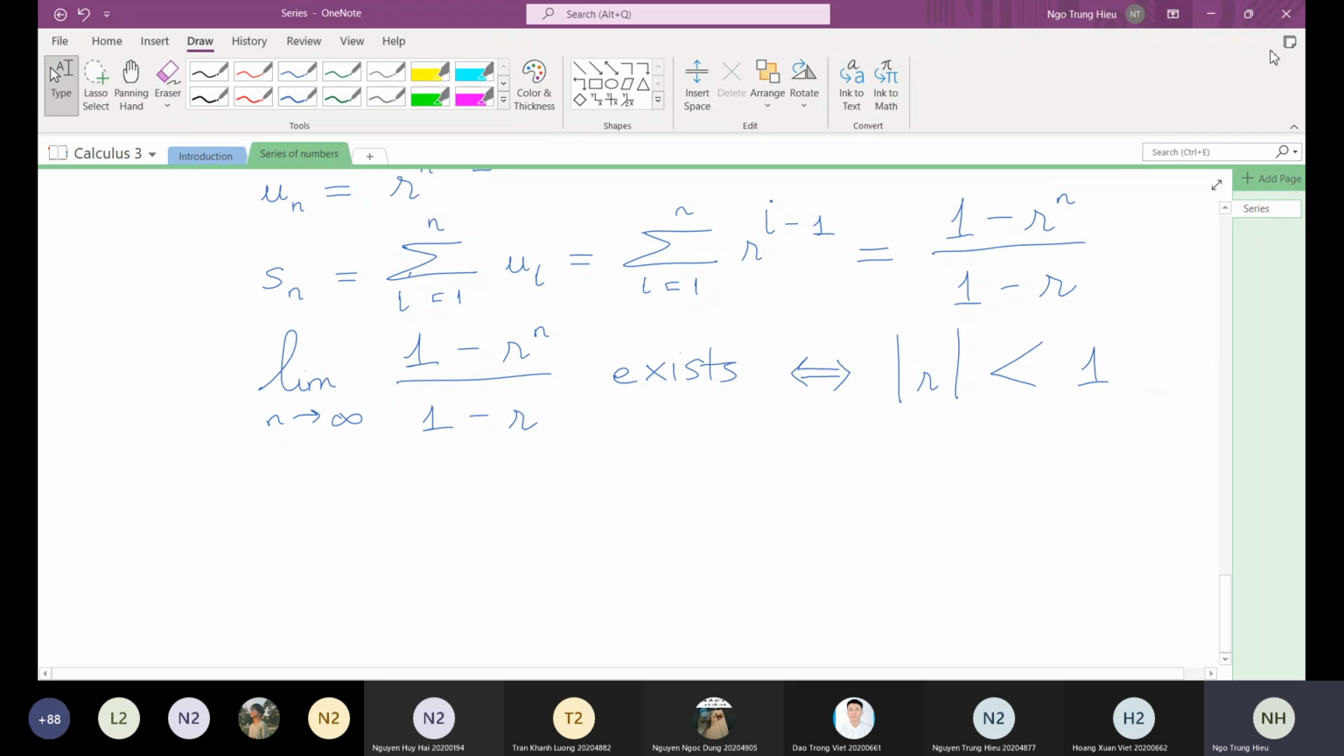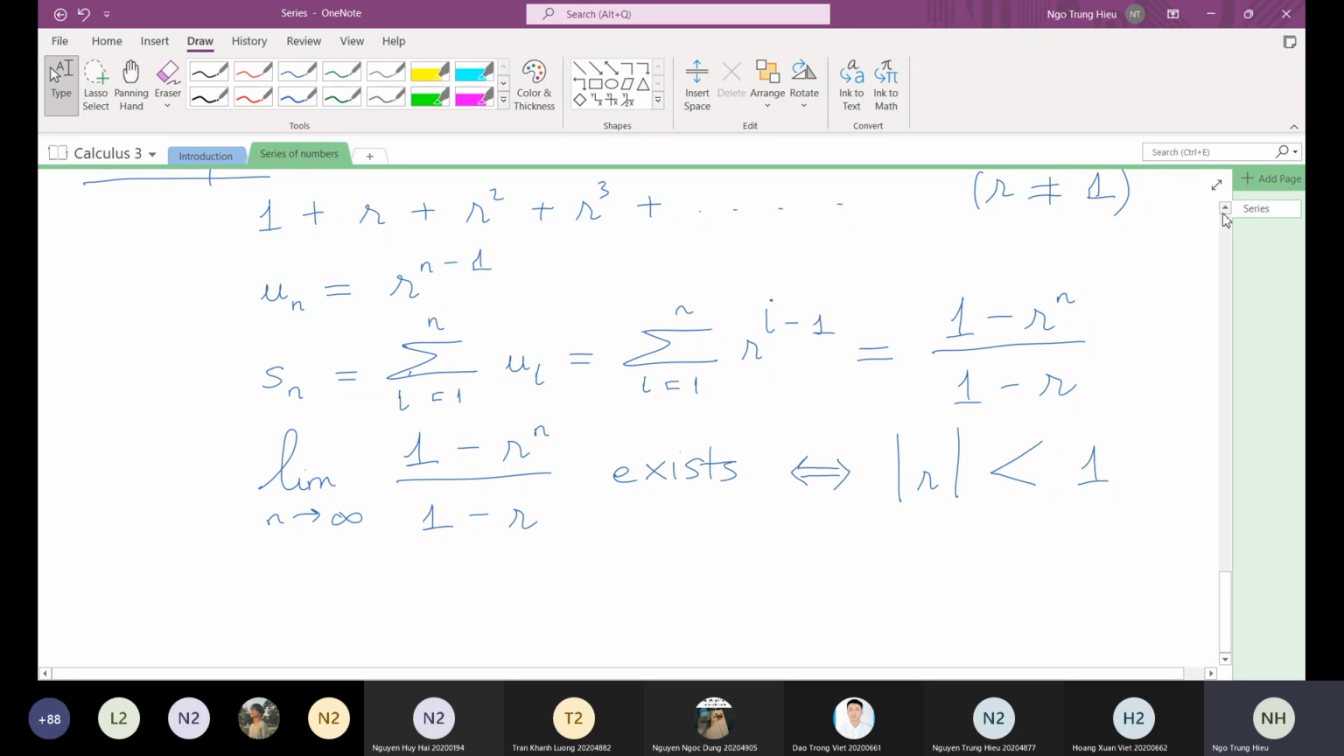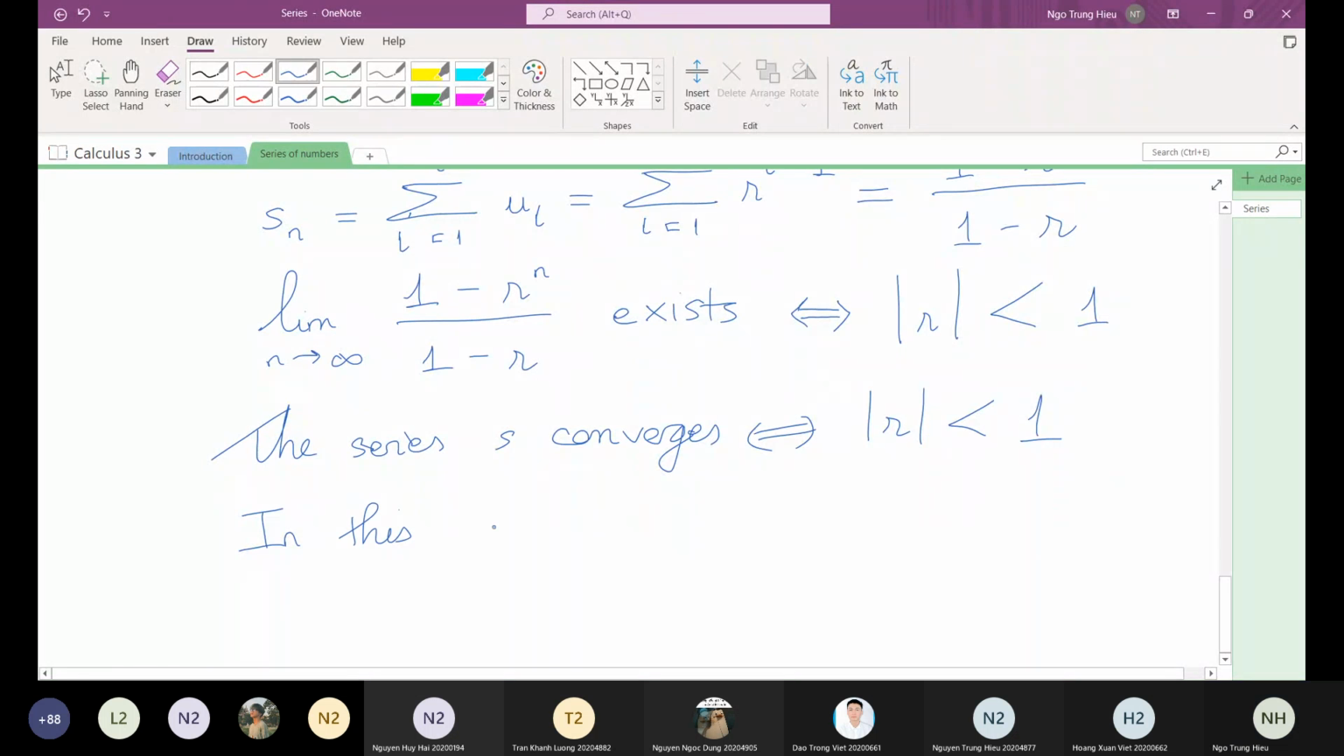So the series that we saw before, 1 plus r plus r squared and so on, let's call this series S. The series S converges if and only if the absolute value of r is less than 1. And we want to compute this series as well. In this case, S equals the limit when n goes to infinity of 1 minus r to the n over 1 minus r, and this limit has to be equal to 1 over 1 minus r. So this is called a geometric series.